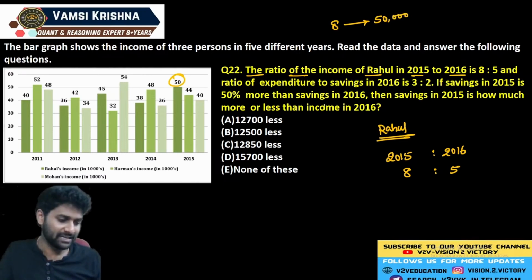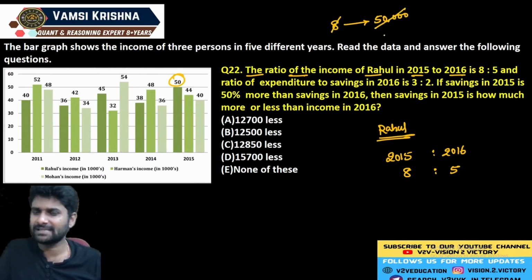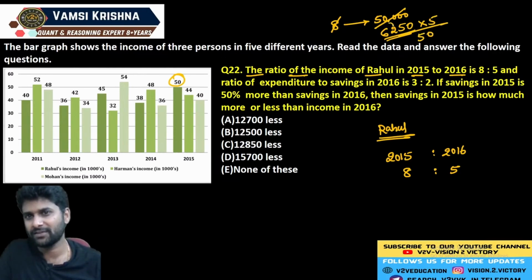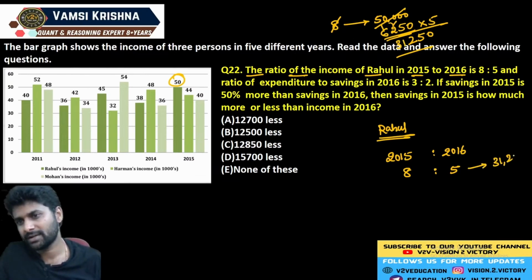Now you already know the calculation. 50,000 divided by 8: 8 sixes are 48, 8 twos are 16. It's a value of 6,250. If you multiply it by 5 times, 5 fives are 25, 5 twos are 10, 5 sixes are 30. It's a value of 31,250. You will get one piece of information.